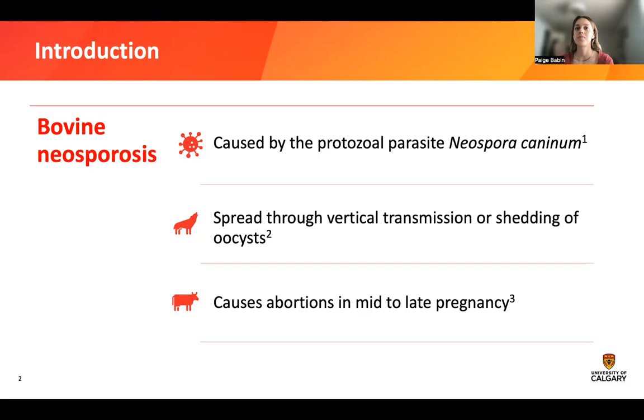of infected dogs. The main symptoms of bovine neosporosis are abortions in mid to late pregnancy, the birth of weak calves, or reproductive problems, which ultimately affects milk production in cows and leads to substantial economic losses for dairy producers.